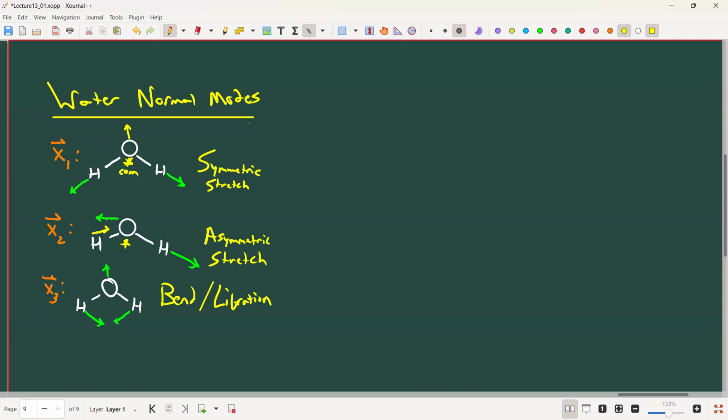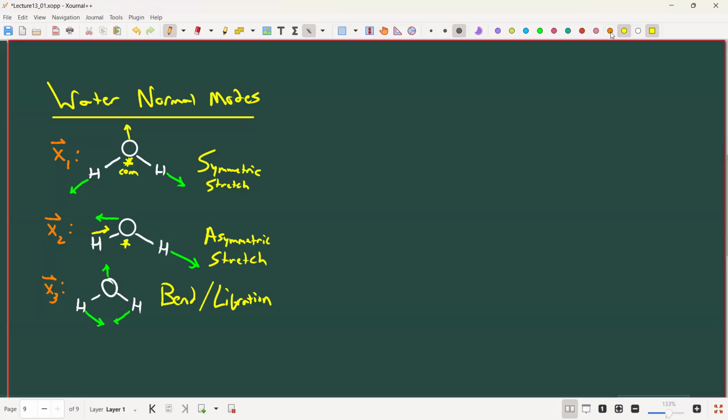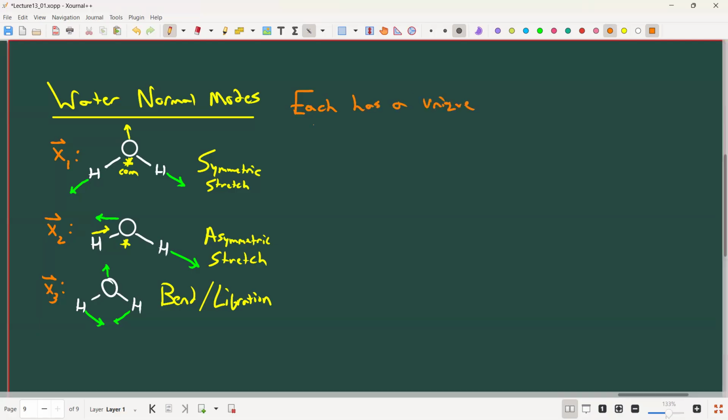Each one of them has a frequency. Each has a unique force constant.